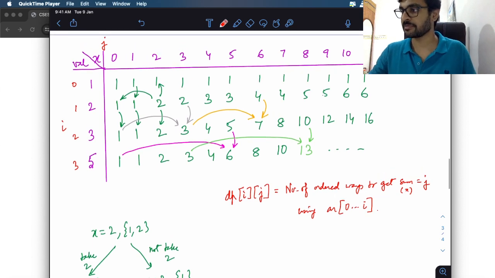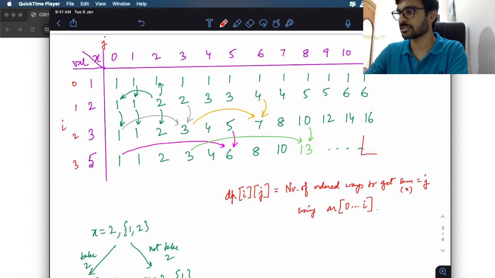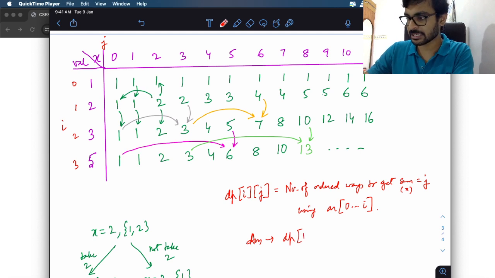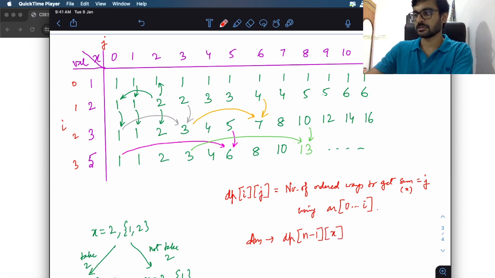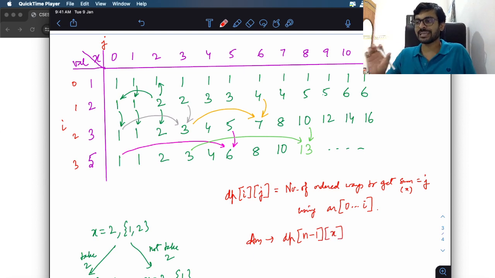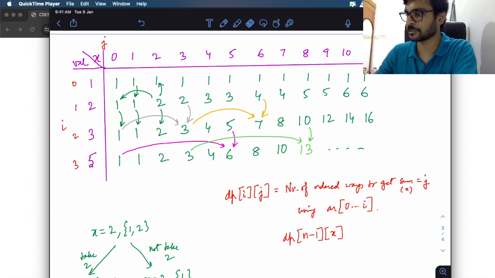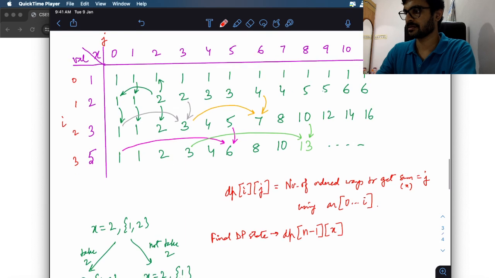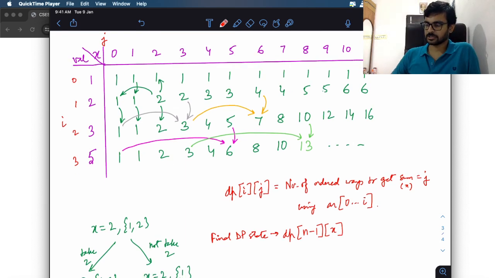So now what is my answer? My answer is this last element. That is, whatever x is given to me, the answer will be dp of n minus 1, x, using every choice up to the last coin we can use, and we have to form the sum of x. So this is my final state. This is known as the final DP state.